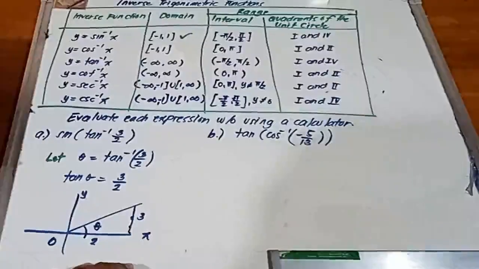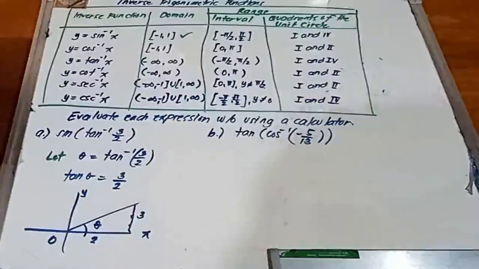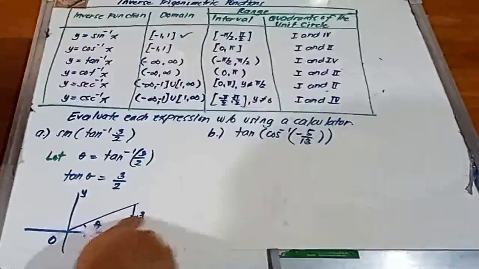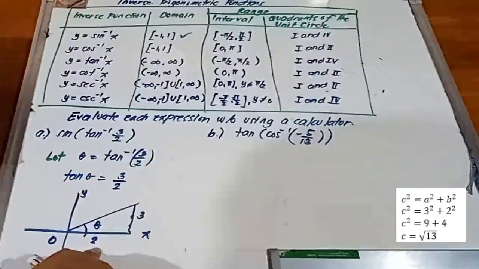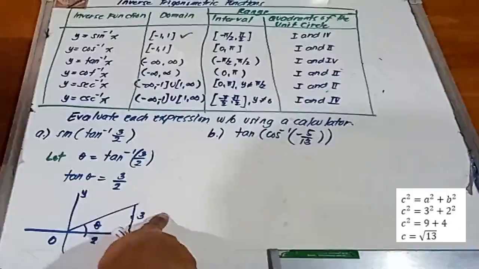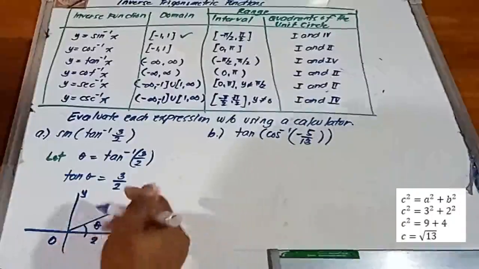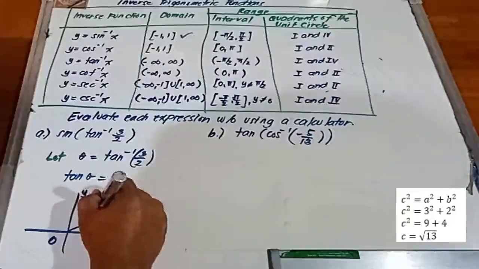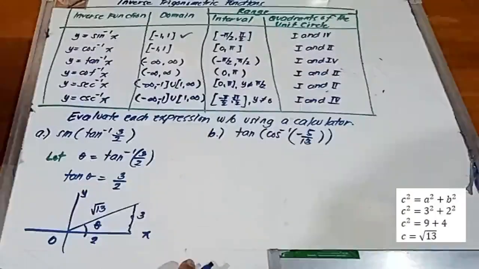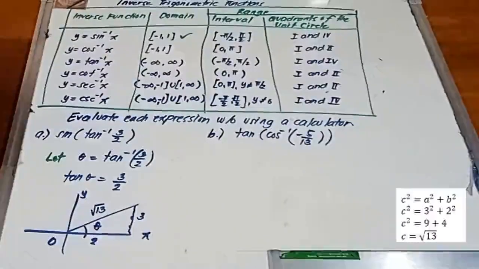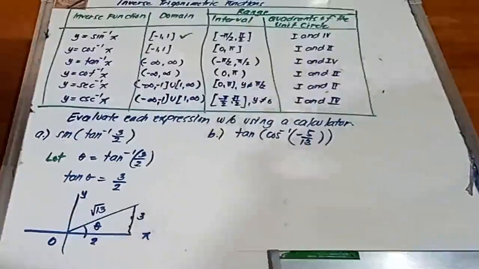By Pythagorean theorem, we can determine the hypotenuse. So, that is the square of 3 plus the square of 2. So, square of 3 is 9. Square of 2 is 4. So, the square root of 13. Okay? Paki-check na lang yun. So, square root of 13 yon. So, therefore, our theta is what? What is the value of tangent to the negative 1? 3 halves.